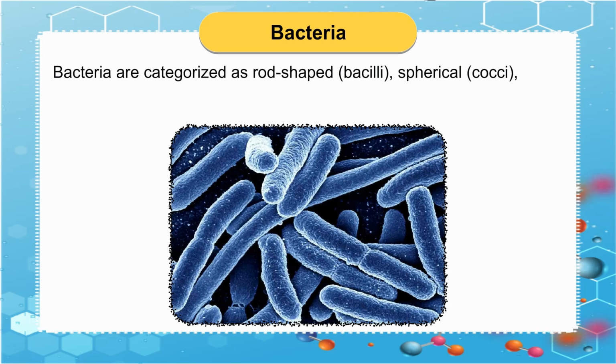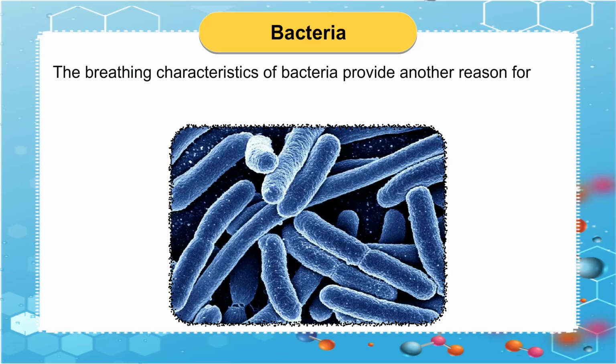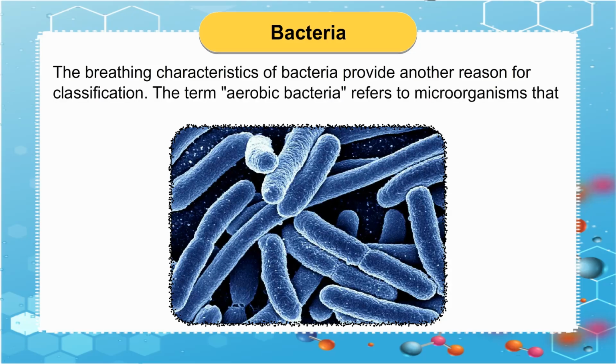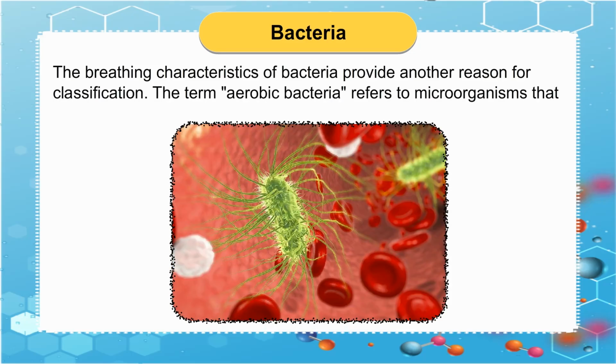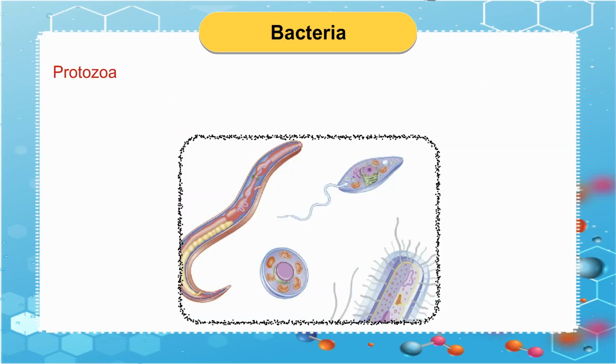Bacteria are categorized as rod-shaped, bacilli, spherical, cocci, comma-shaped, vibrio, and spiral-shaped, spirilla, based on their forms. The breeding characteristics of bacteria provide another reason for classification. The term aerobic bacteria refers to microorganisms that respire using oxygen. Anaerobic bacteria are those that can survive in the absence of oxygen.